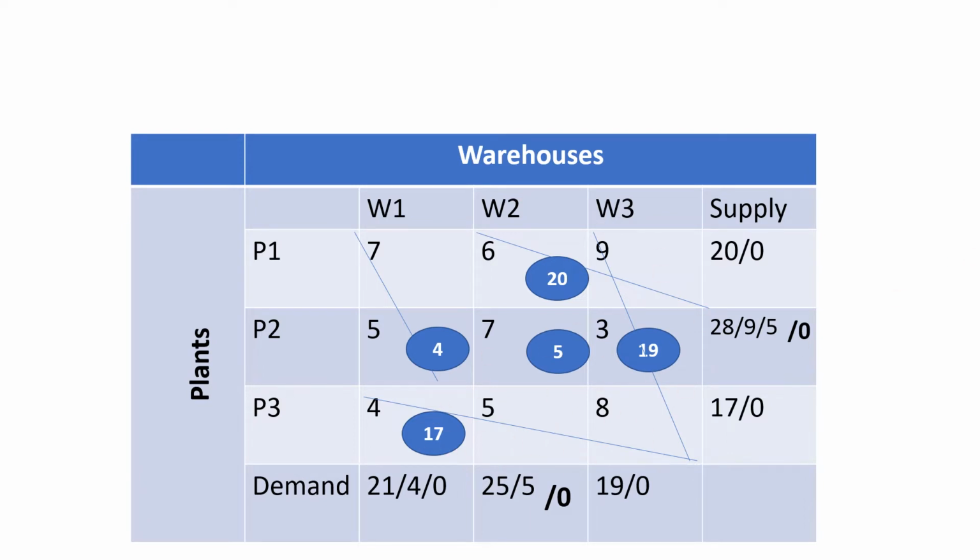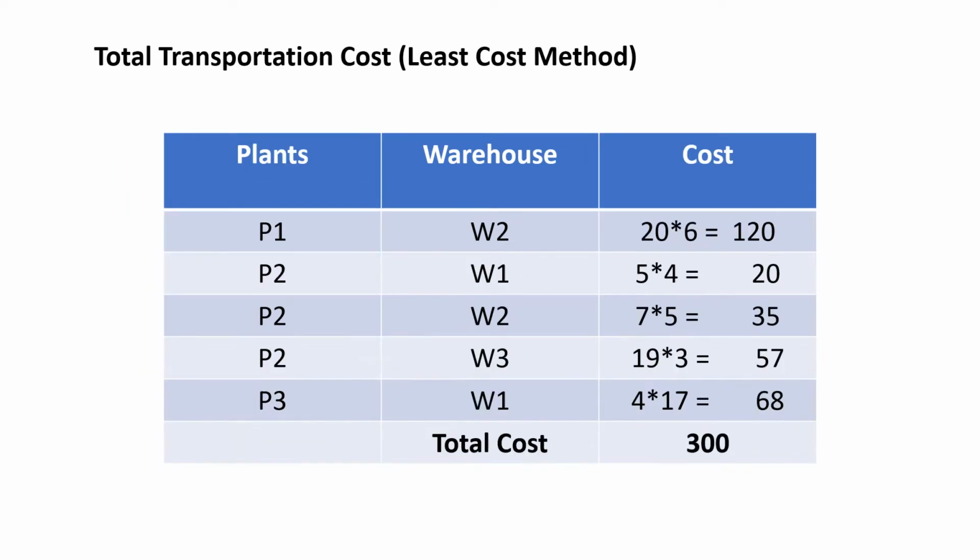So let's see what total transportation cost comes if we apply the least cost method. If we do so, we get a total cost of 300. By the northwest corner method, my answer was 462, which got reduced to 300 when I applied the least cost method. Now let's see the best method. If nothing is mentioned, you are always going to follow the best method, that is the VAM method, because it is going to give you the best solution.